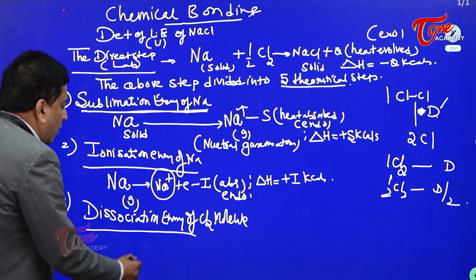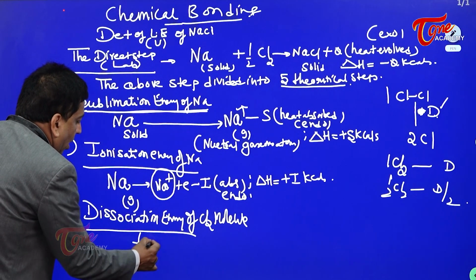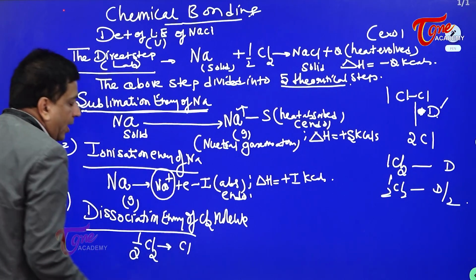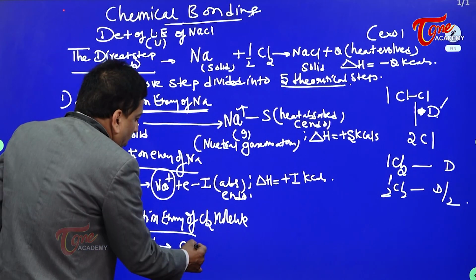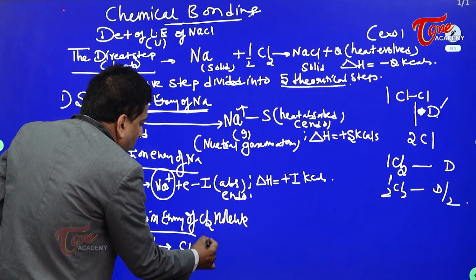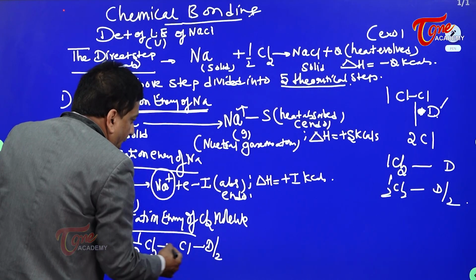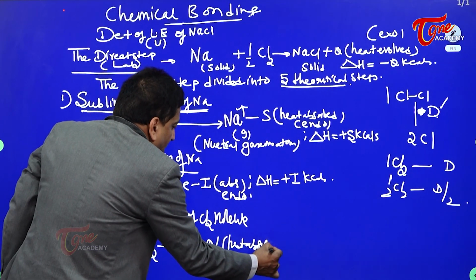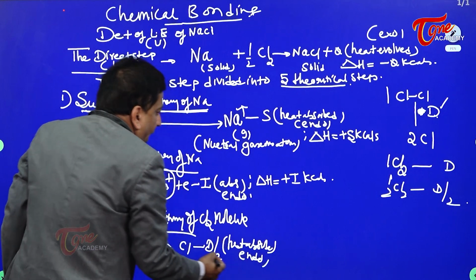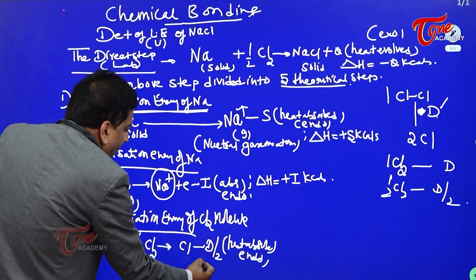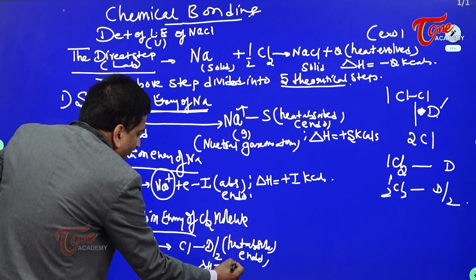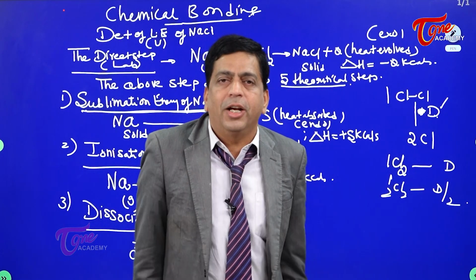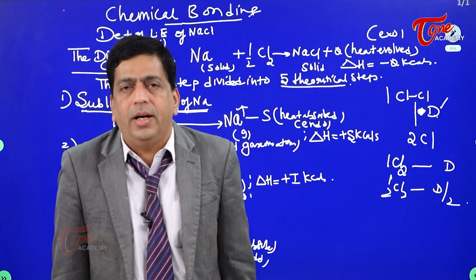So for the dissociation energy of chlorine, if you divide and take half, you get only one chlorine atom. And the energy required is absorbed, because you are actually giving energy, so it is heat absorbed. You must understand, it is endothermic. And if you wanted to write it outside, then delta H is plus D by 2. You must understand that. Right?